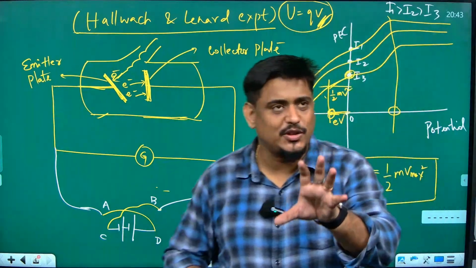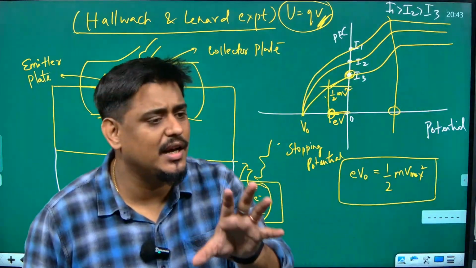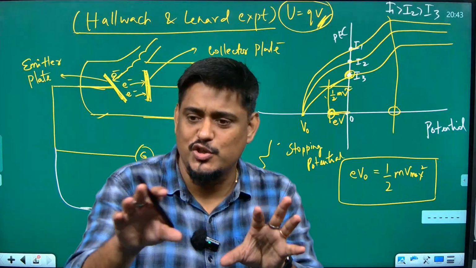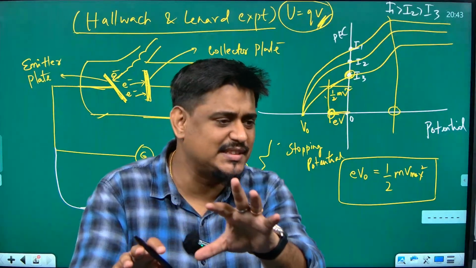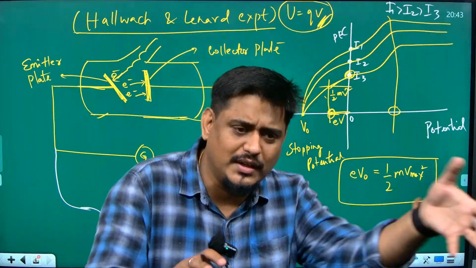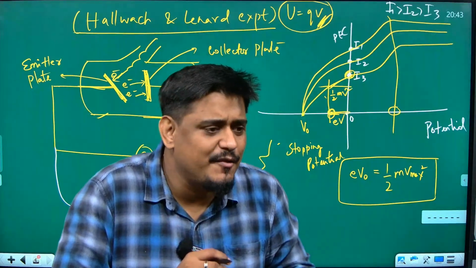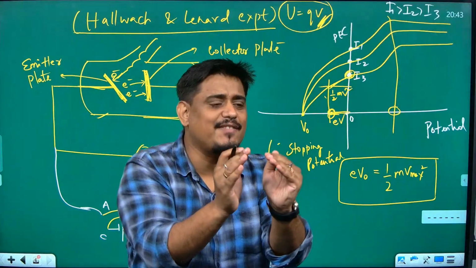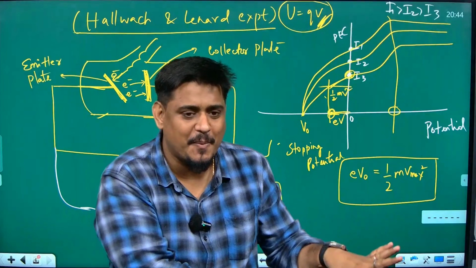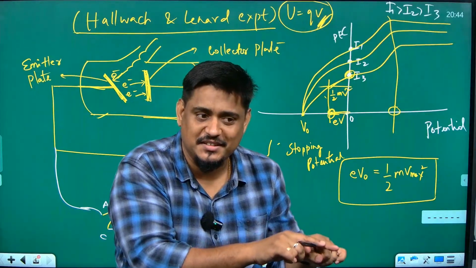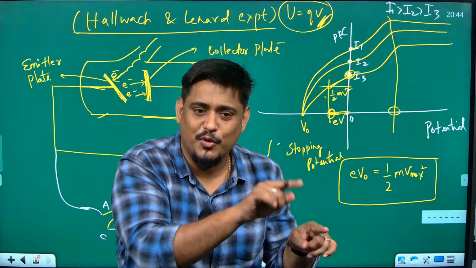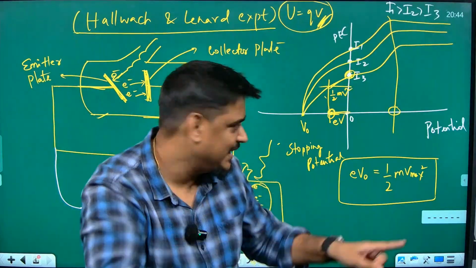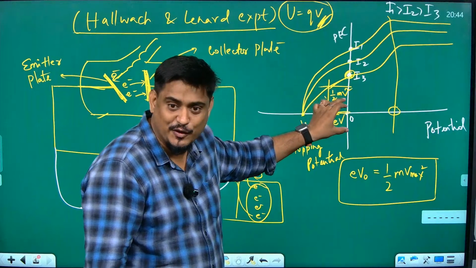So I said 100 electrons came out. In that, some electron is having 10 joule, some is having 8, some is having 6, some is having 5, some is having 4, 3, 2, 1. I gave 3 joule energy externally. All the electrons having 3 joule of kinetic energy stopped. But still, electrons having 4 joule, 5 joule, 7 joule, 8 joule, 10 joule are moving. That's why some current is still there.